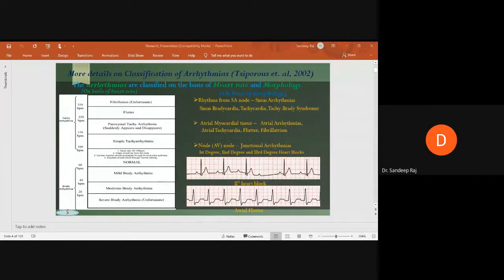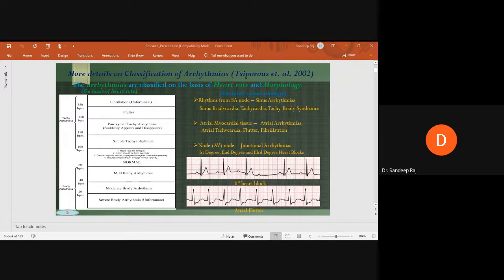Now, on the basis of morphology, as I have said, the heart has 4 chambers and it undergoes 3 processes. So either there will be a problem in any of the nodes or any of the processes. If there is any problem with the sinoatrial node or the rhythms generated from the sinoatrial node, it generates sinus arrhythmias. Arrhythmias are nothing but abnormalities inside the heart. So further classification of sinus arrhythmias can be sinus bradycardia, tachycardia, and tachy-brady syndrome.